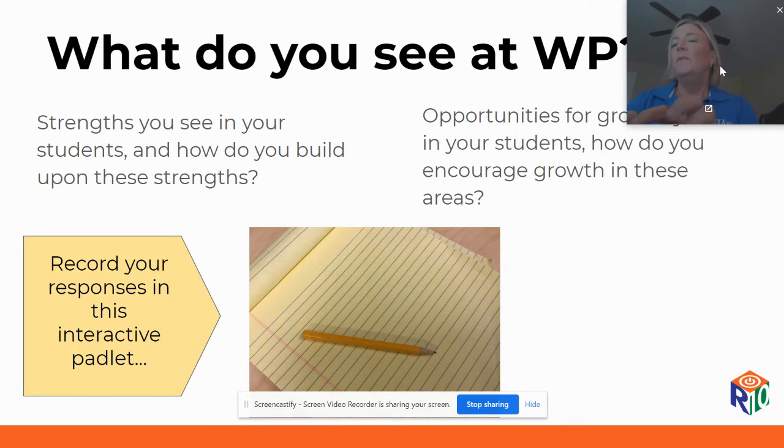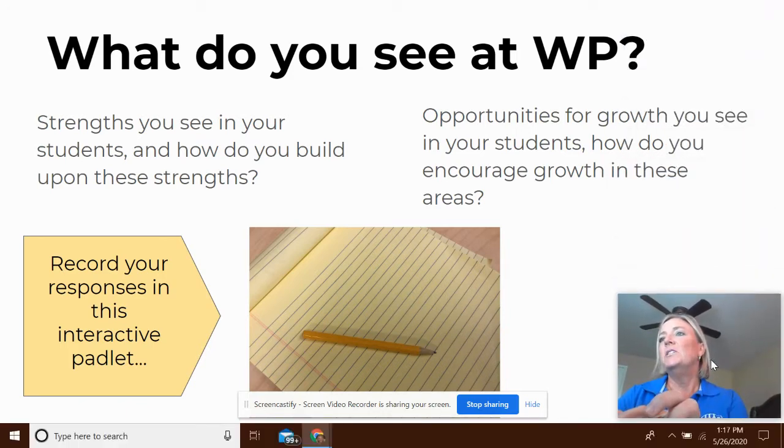Okay, speaking of the Wills Point Learning Experience and Wills Point in general, I'd like you to take a moment and consider two things. Number one, in your experience with your students here, what are some of the strengths that you see in our students, and how can we build on those strengths? Secondly, what are some of the challenges or opportunities for growth for your students? And what activities and what things have you put in place in your classroom that encourage growth in both of those areas?